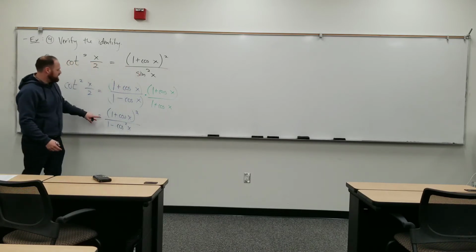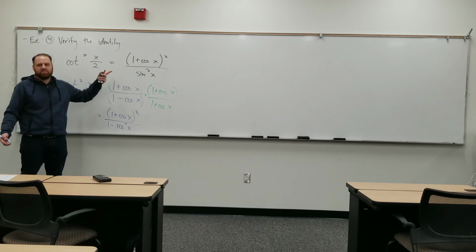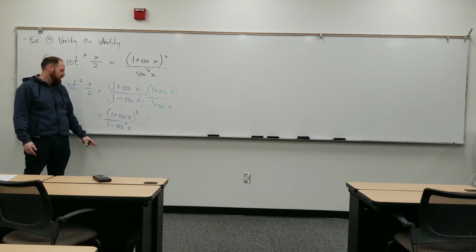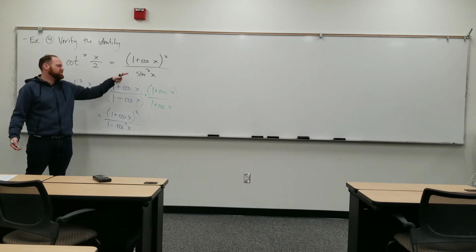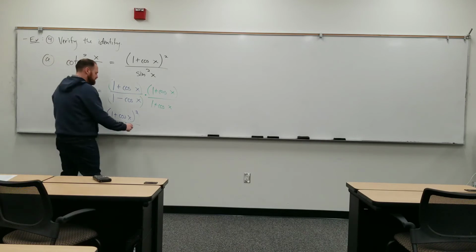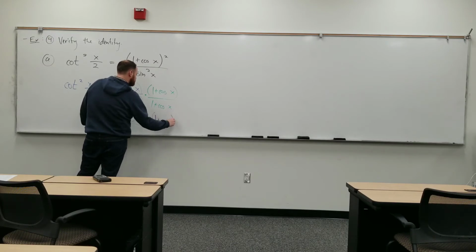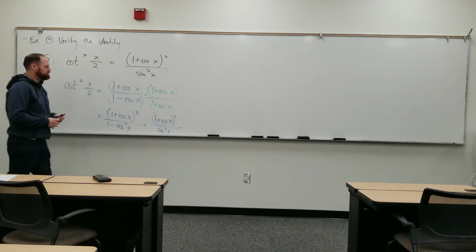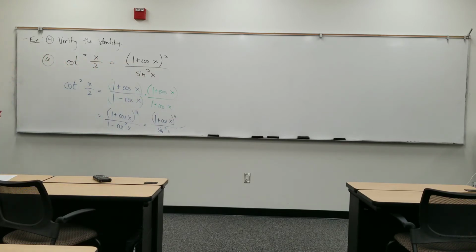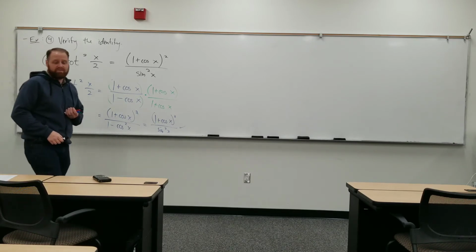And then last but not least, we can get from here to here just by using the Pythagorean identity, right? 1 minus cosine squared is the same as sine squared, and we're done. Okay. So that's it for that one.